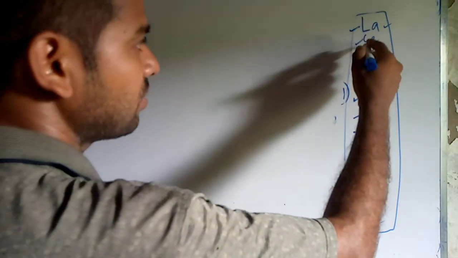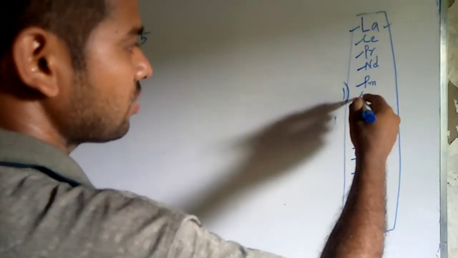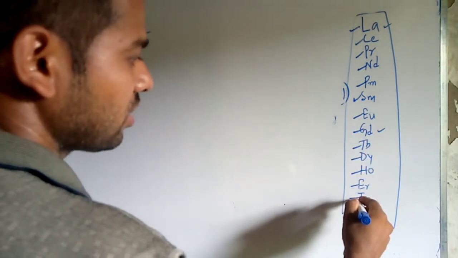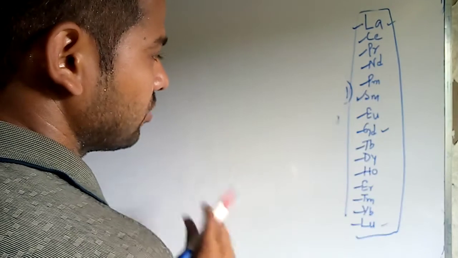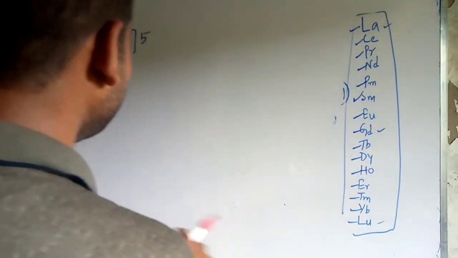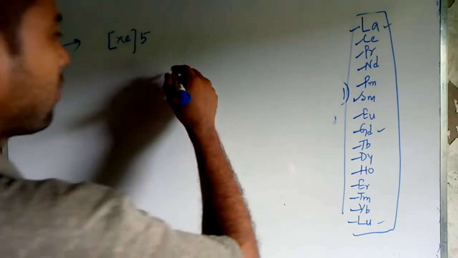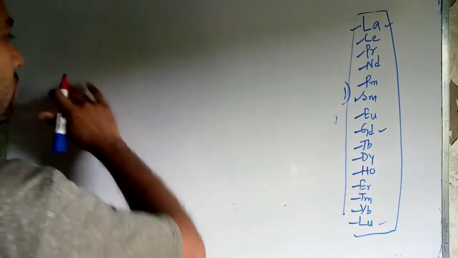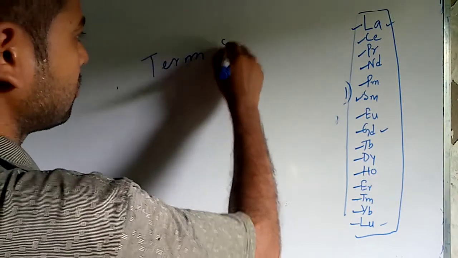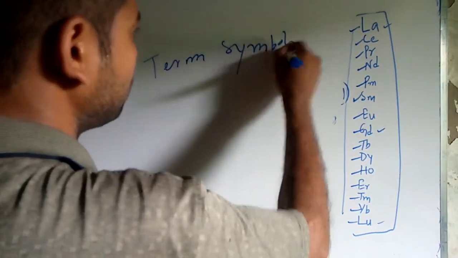This is the lanthanide series: cerium, praseodymium, neodymium, promethium, samarium, europium, gadolinium, terbium, dysprosium, holmium, erbium, thulium, ytterbium, lutetium. These are the elements of the lanthanide series, and you calculate the term symbol for them.